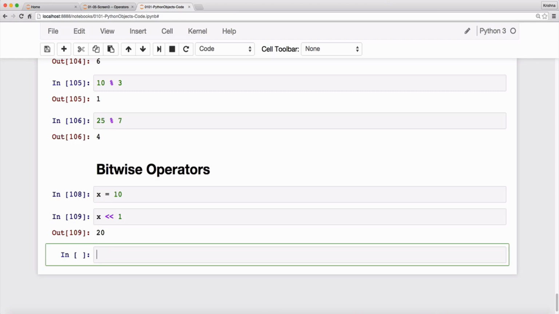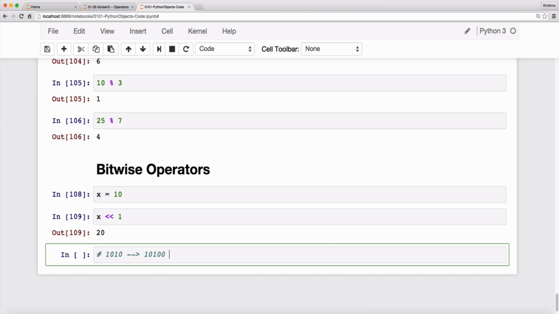Let us see why we got 20. The binary representation of x is 1010. Let me comment on this. Binary representation of x is 1010. When you left shift by 1, it becomes 10100.